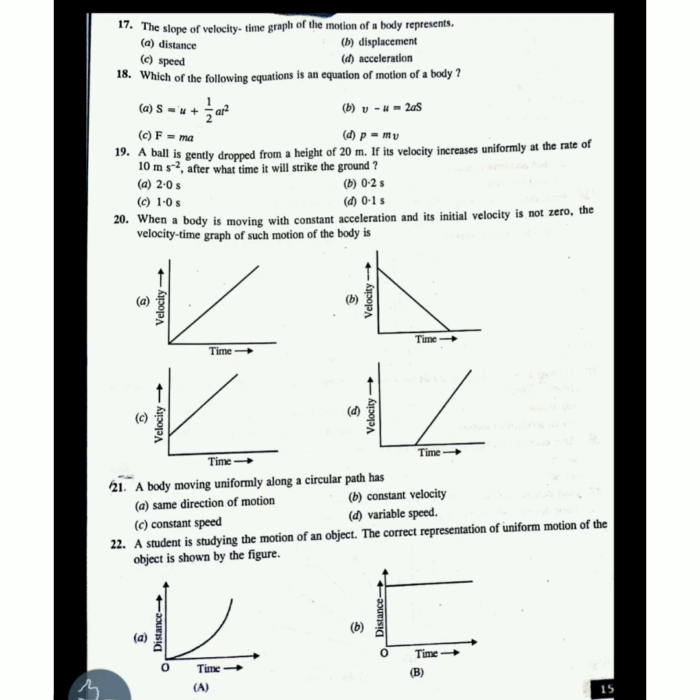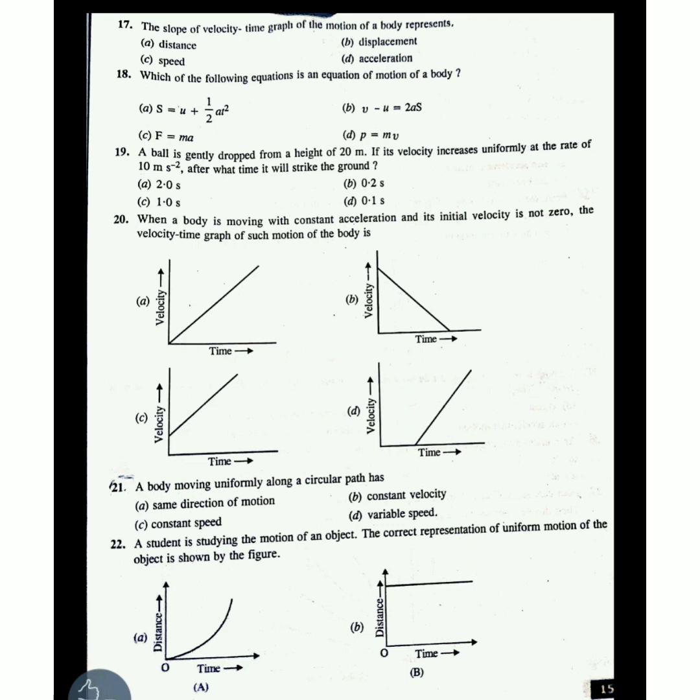The slope of the velocity time graph of the motion of a body represents which quantity? Distance, speed, displacement, acceleration. Find out that. Which of the following equations is an equation of motion of a body? Read that and find out. The next question, a ball is gently dropped from a height of 20 meter. If the velocity increases uniformly at the rate of 10 meter per second square, after what time will it strike the ground? Find out this answer. Solve the numerical using the equation of motion.